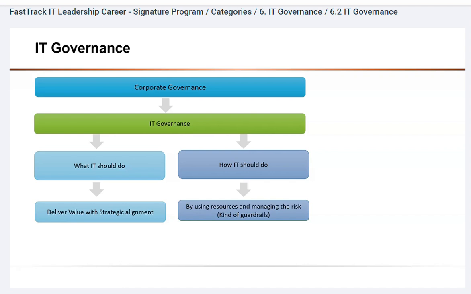So corporate governance sets a certain direction which directly implies to IT governance, and IT governance takes it further and sets policies, guardrails, or do's and don'ts, whichever way. We can look into more details on all these things in the next videos: what IT should do, what IT shouldn't do, and how to make the best use of resources and manage the risk.